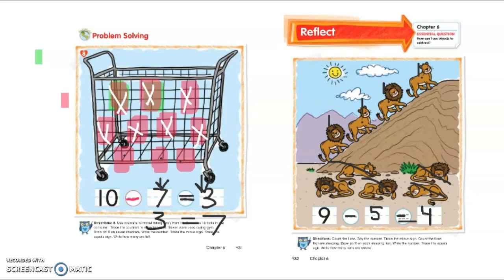Now, as a challenge, I want you to tell your adult, I want you to flip the problem. Start with your 9 lions, take away the ones that are awake, and tell me how many are still sleeping.